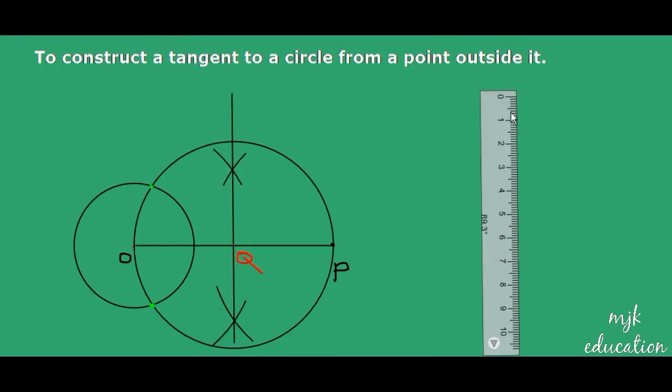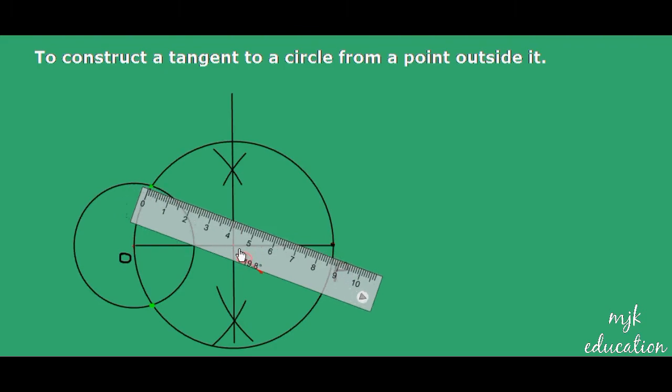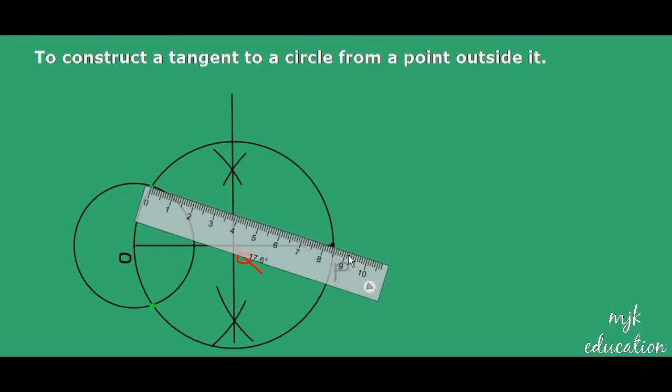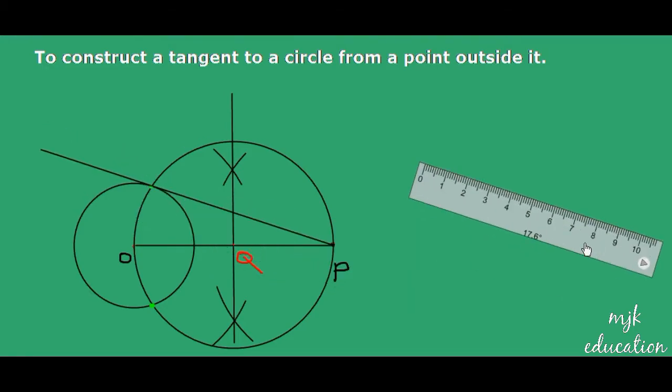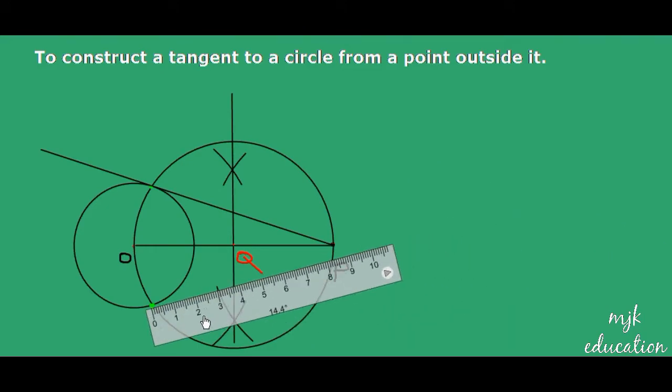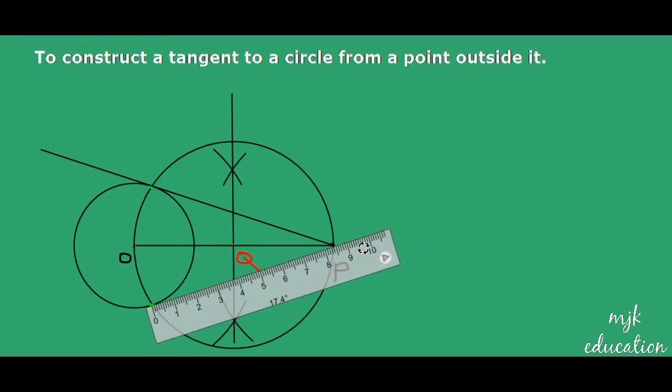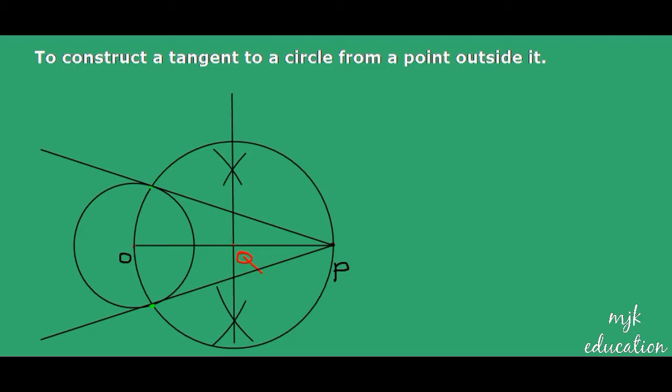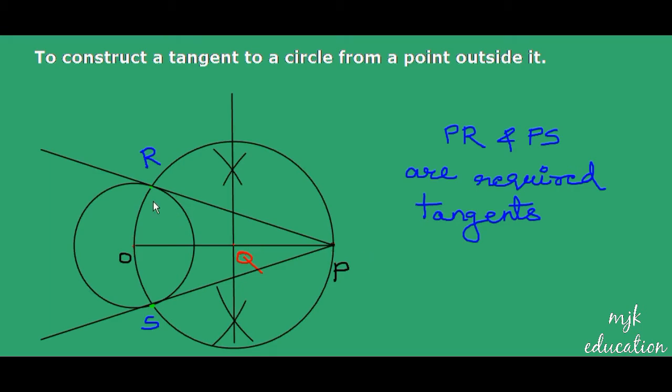What we have to do now is take your scale and join point P and the point where the new circle has intersected. This is the first tangent. Similarly, on the downside you have to join point P, and this is the second tangent. I will give the names of these two points R and S. So PR and PS are the required tangents of this circle. I hope you have learned how to draw a tangent.